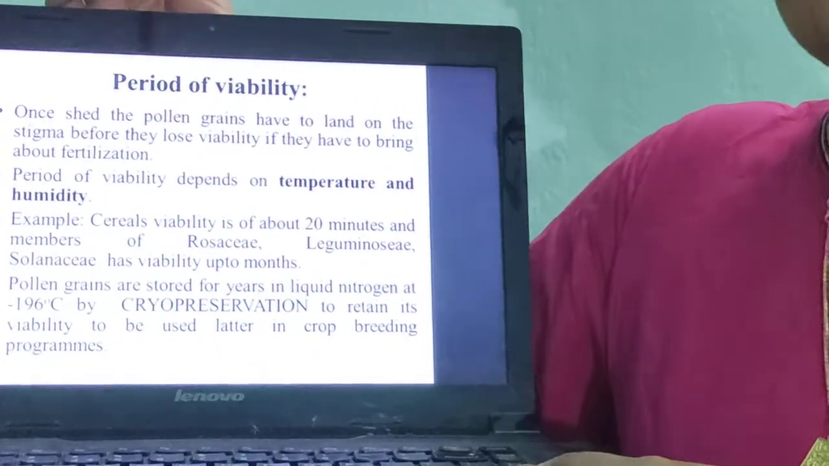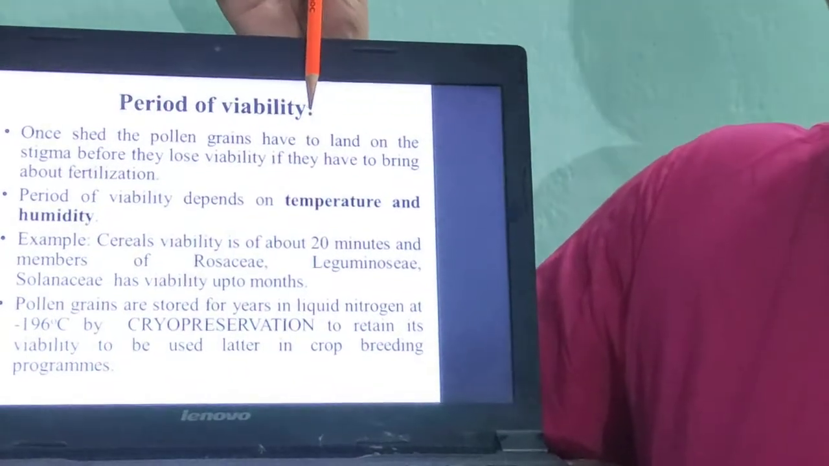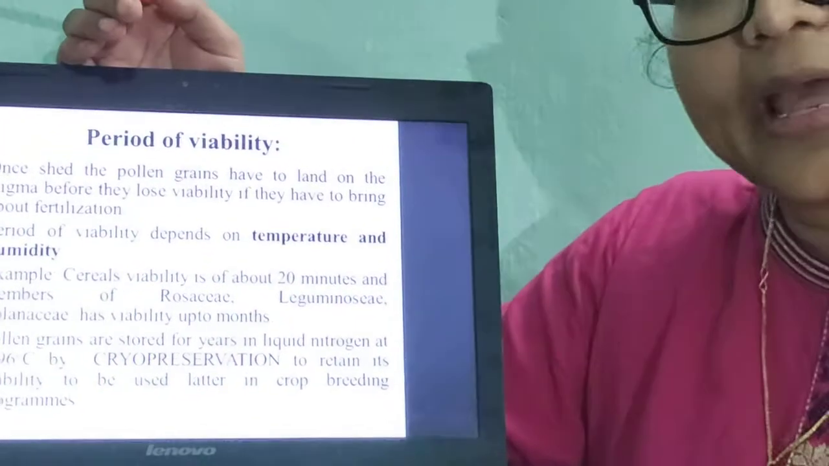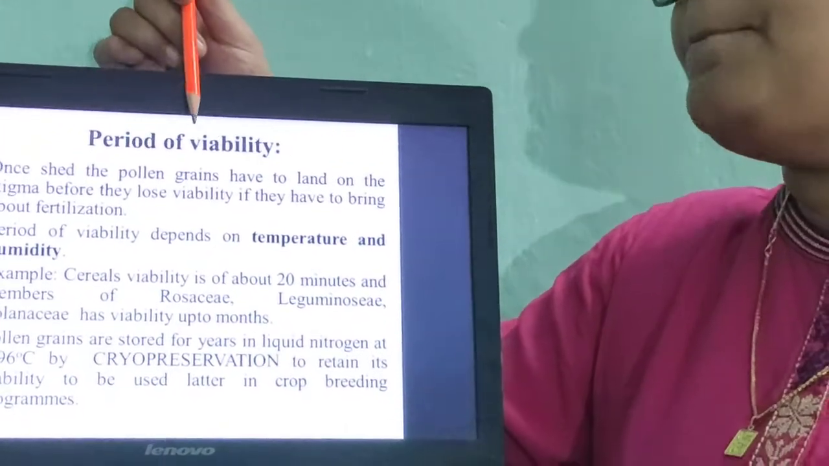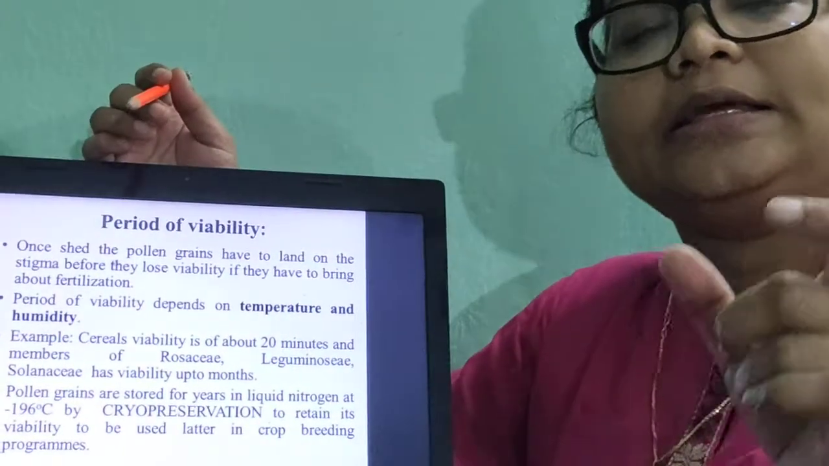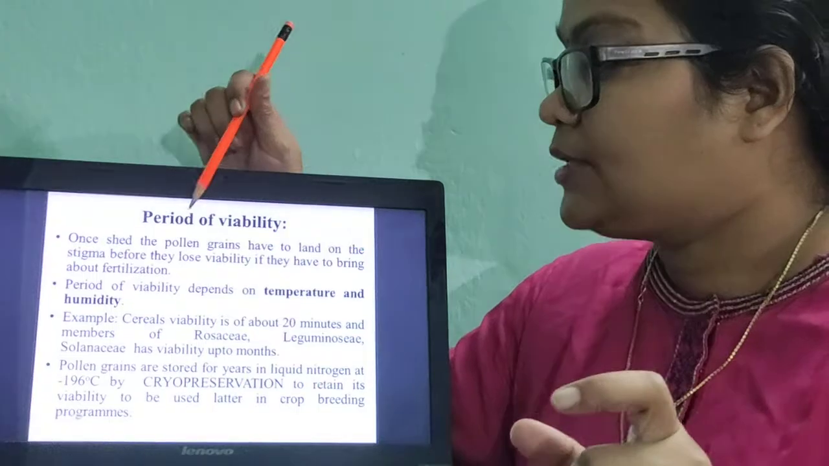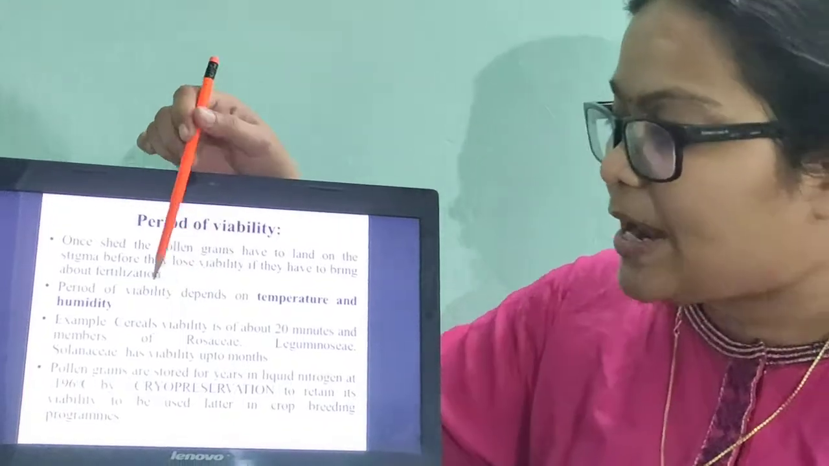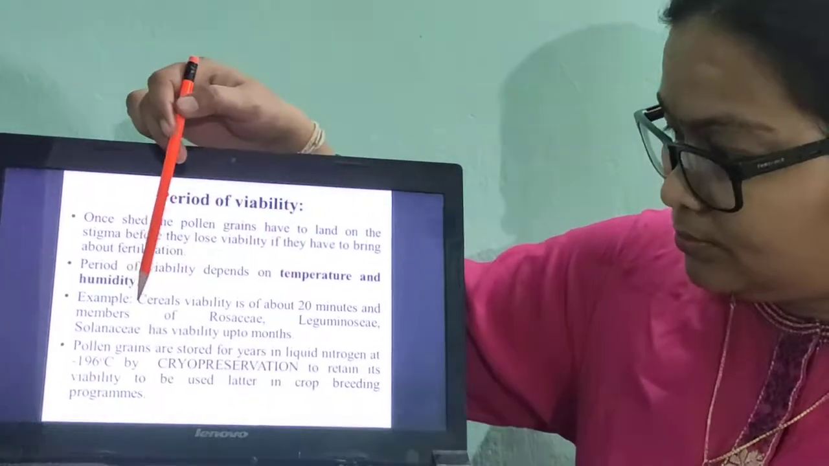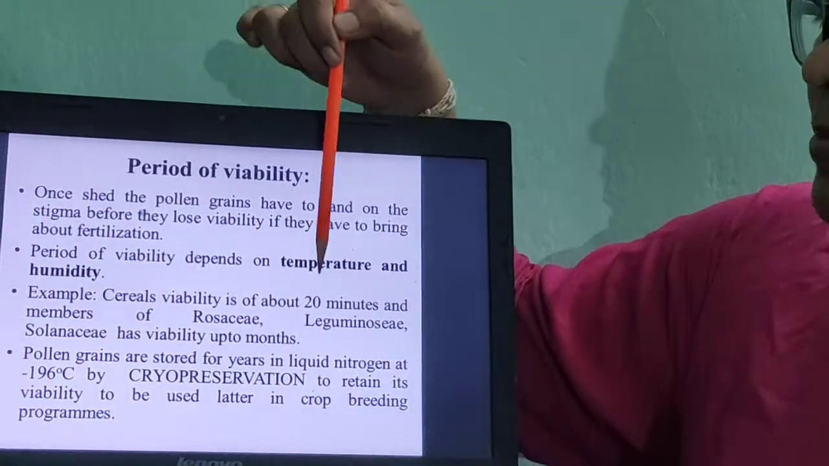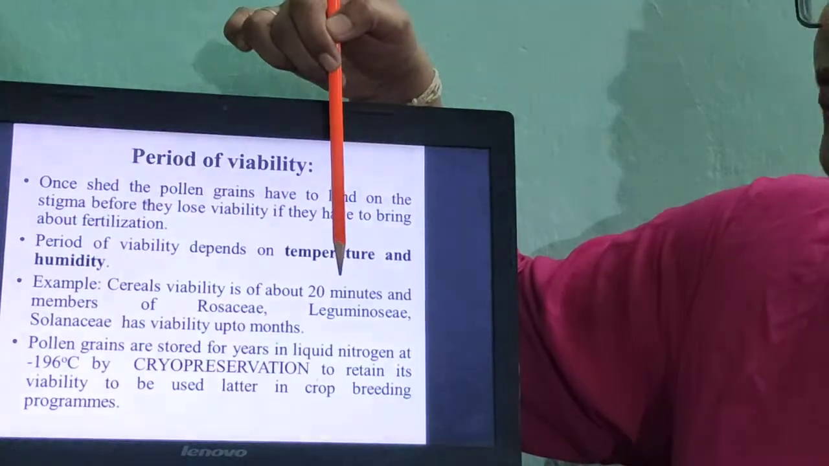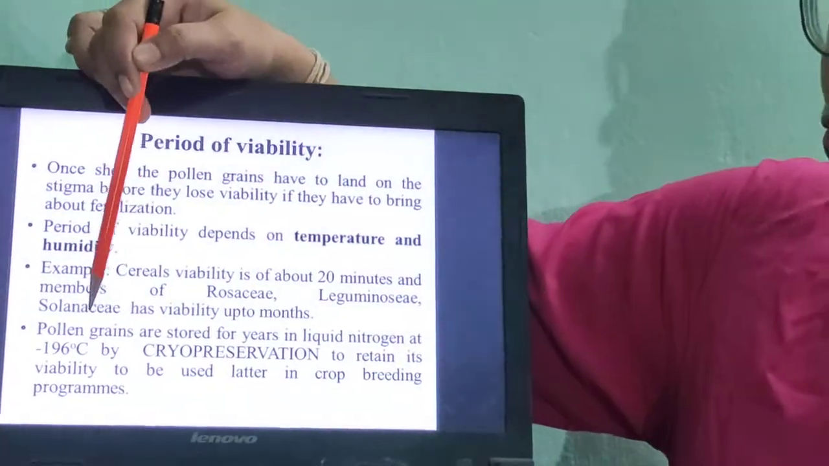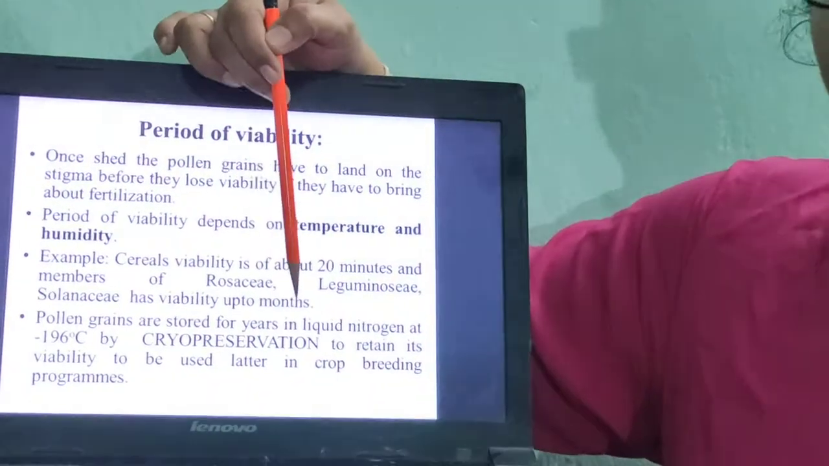Then one more important thing regarding pollen grain is the viability, meaning the ability of the pollen grain to germinate and to produce male gametes, right? The period for which the pollen grain retains its viability is known as the period of viability, which varies from plant to plant. In certain plants like cereals, the period of viability is about 20 minutes, whereas in some plants, for example members of Rosaceae, Leguminaceae and Solanaceae, the viability is up to months.